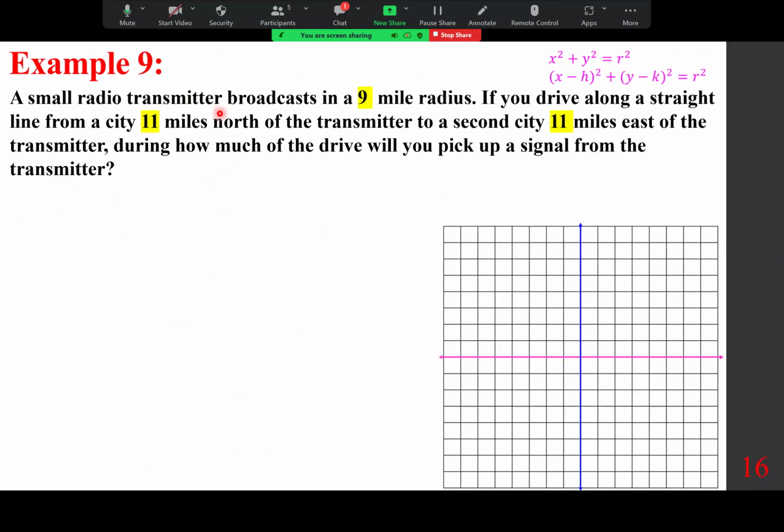A small radio transmitter broadcasts in a 9-mile radius. If you drive along a straight line from a city 11 miles north of the transmitter to a second city 11 miles east of the transmitter, during how much of the drive will you pick up a signal from the transmitter? Let the transmitter be the center of a circle 0, 0 with the radius of 9 miles. This is 9, everybody.